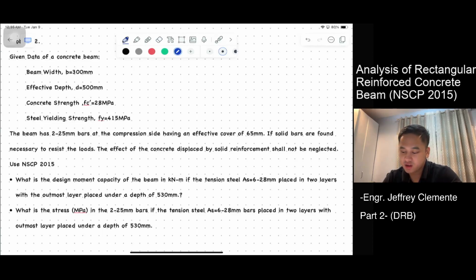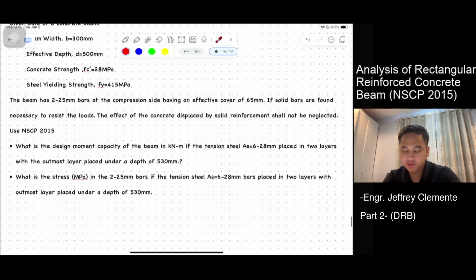If compression bars are found necessary to resist the load, the effect of concrete displaced by compression reinforcement shall not be neglected. Use NSCP 2015. First question. What is the design moment capacity of the beam in kilonewton-meter if the tension steel As is 628 mm placed in two layers with outmost layer placed under the depth of 530 mm?